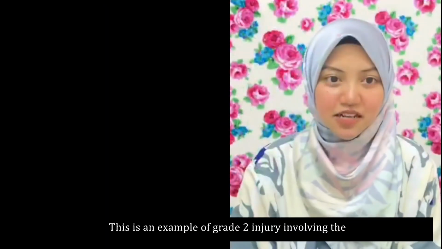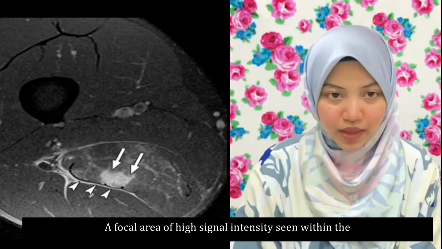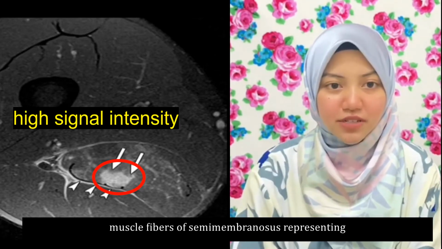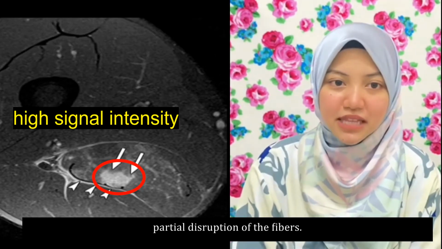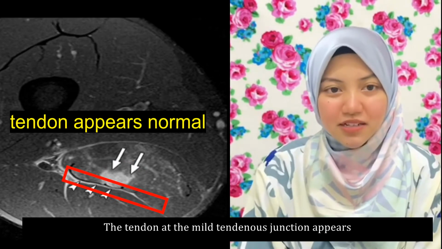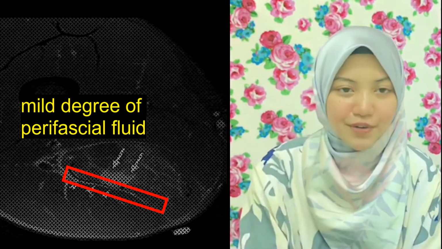This is an example of grade 2 injury involving the semimembranosus muscle. A focal area of high signal intensity is seen within the muscle fibers of semimembranosus, representing partial disruption of the fibers. The tendon at the myotendinous junction appears normal, and there is a mild degree of perifascial fluid.